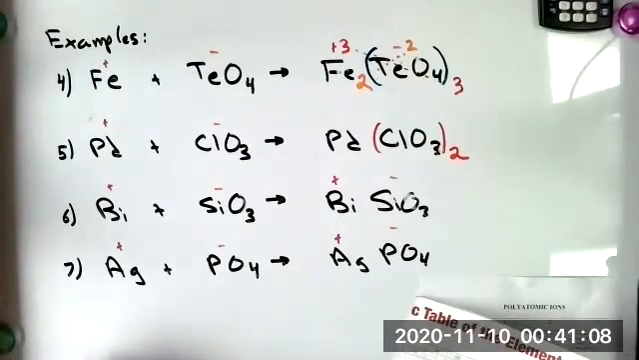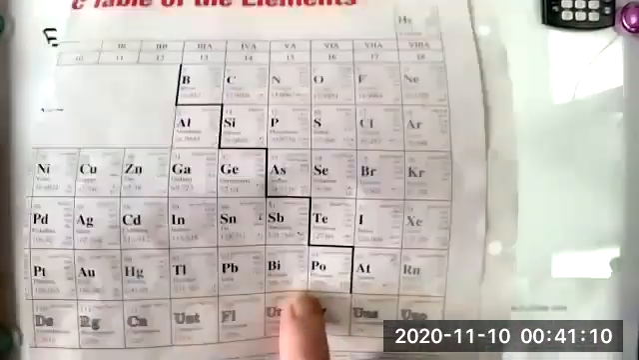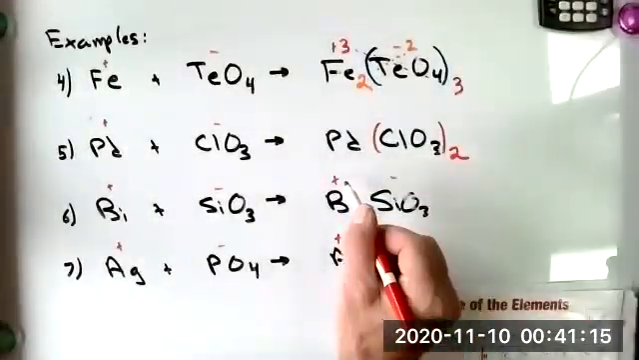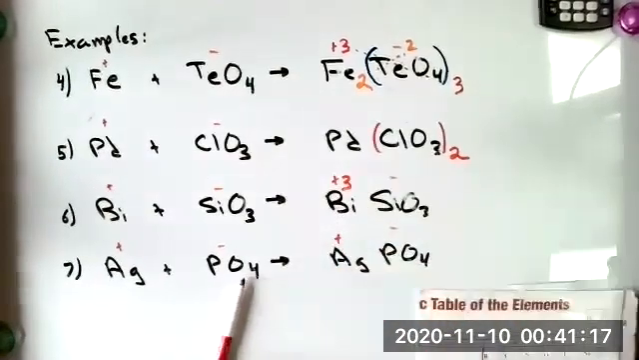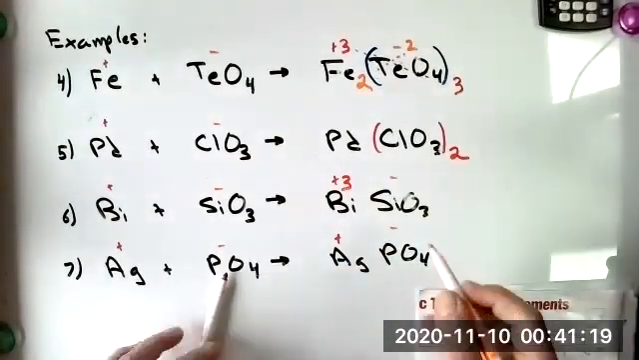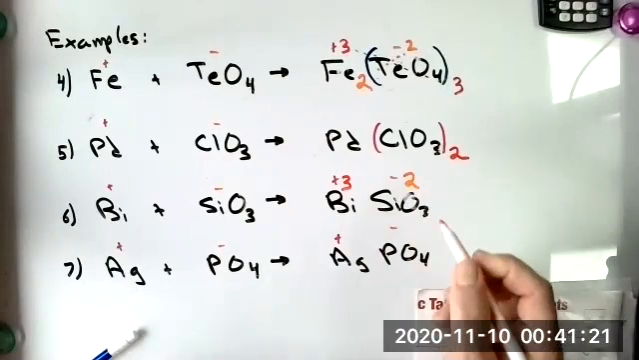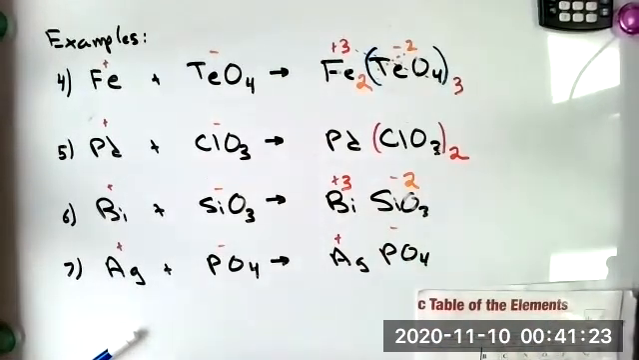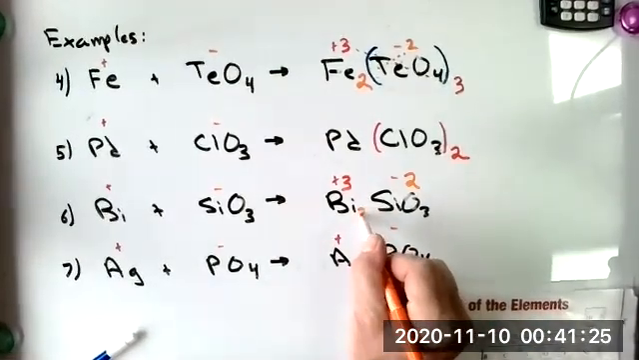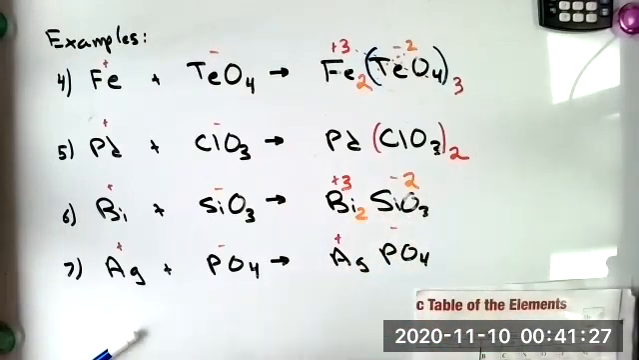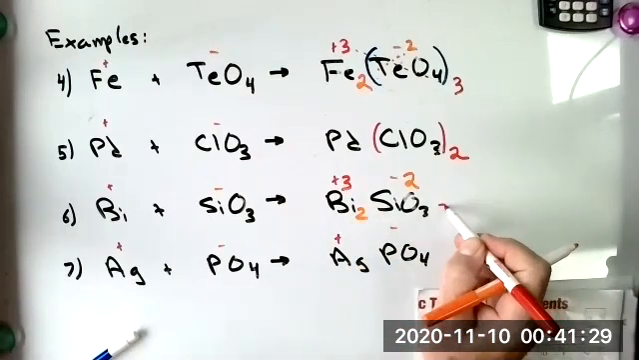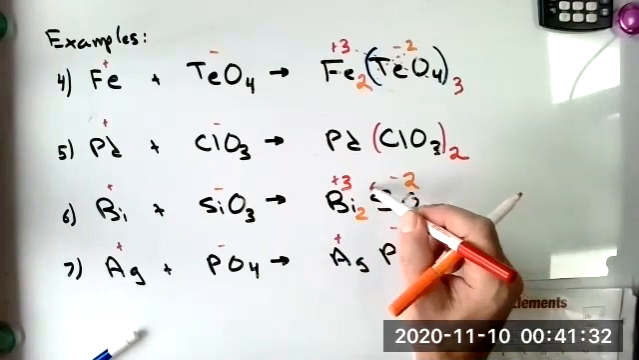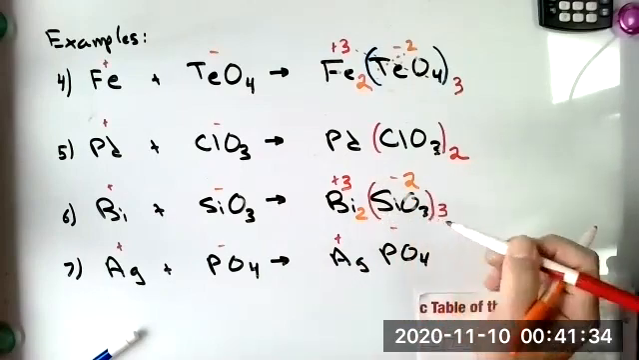Bismuth. Where in the heck is bismuth? He's huge, oh yeah, he's huge. All right, +3. Silicate off of your polyatomic ion sheet at -2. I'm going to drop and cross that. Put a 2 there. Bring my 3 over here, but you need to add some parentheses.